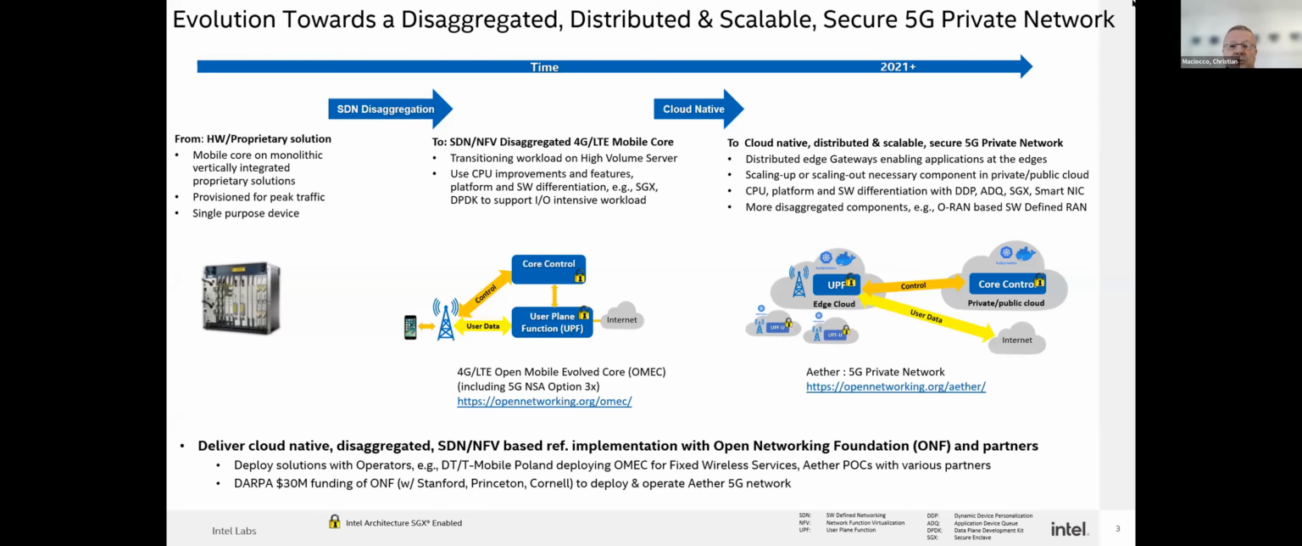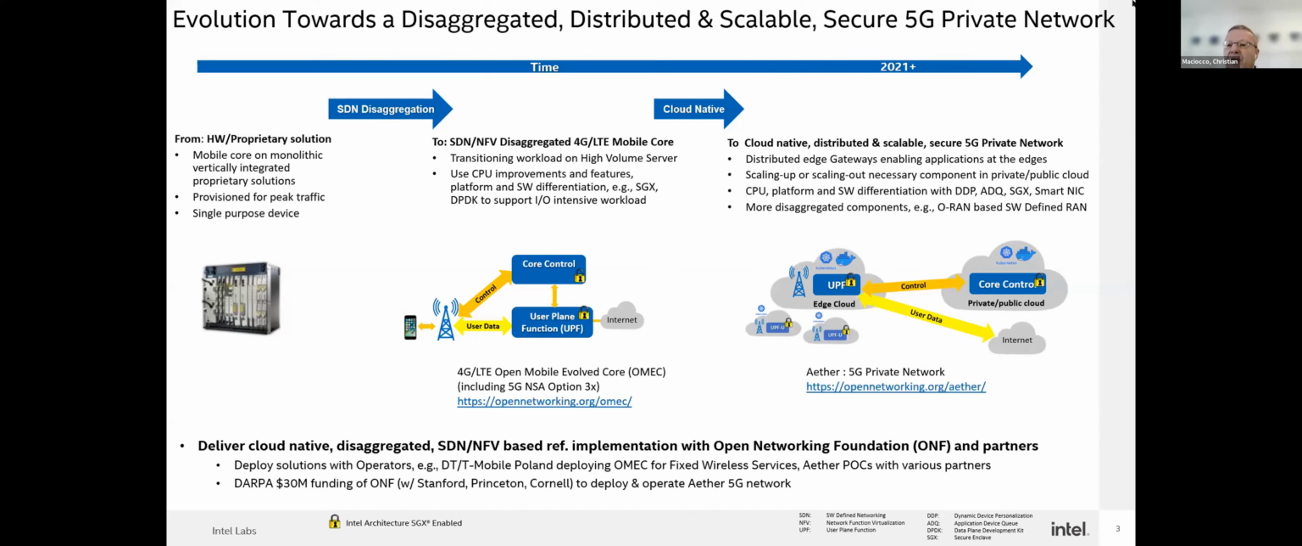The overall goal here is to deliver a cloud native, disaggregated, SDN and NFV-based reference implementation with ONF and the community partners. As I mentioned, some of these solutions are reaching production network deployment with Dutch Telecom, T-Mobile Poland. DARPA also, as mentioned by Guru, is sponsoring research with ONF, Stanford, Princeton, and Cornell to deploy and operate this Ether network.